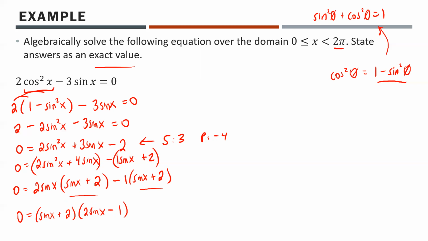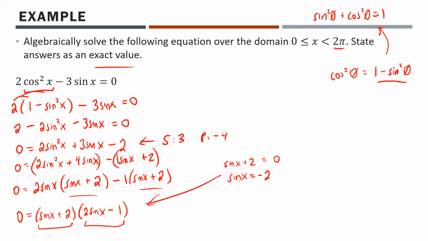Anyway, long story short here, what we have is 0 equals this times this. The only way that that's going to be true is if either this piece was 0 or if this piece was 0. Well, if the first piece there, the sine x plus 2, was equal to 0, then we would say we have sine x equals negative 2.